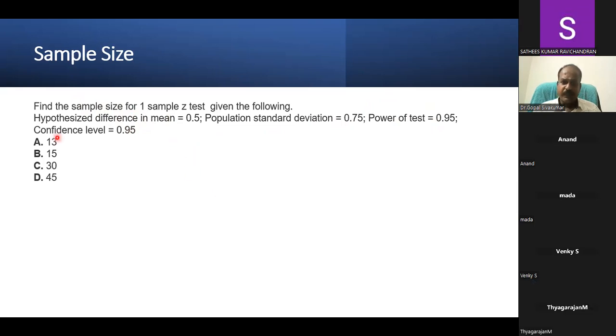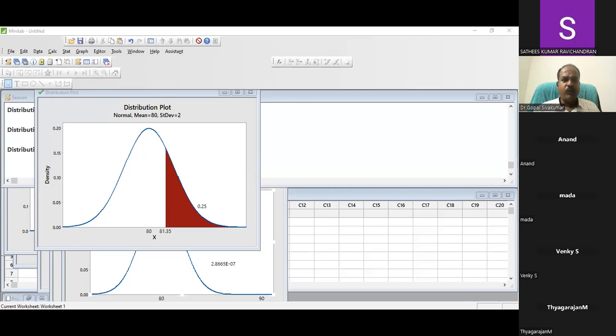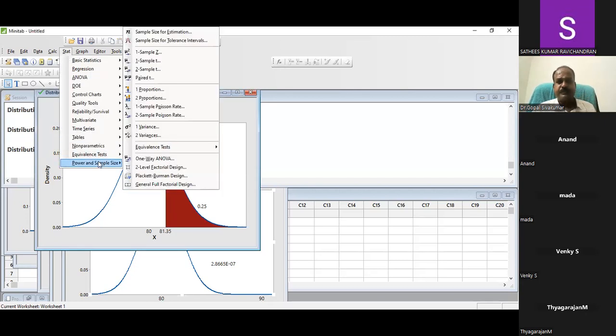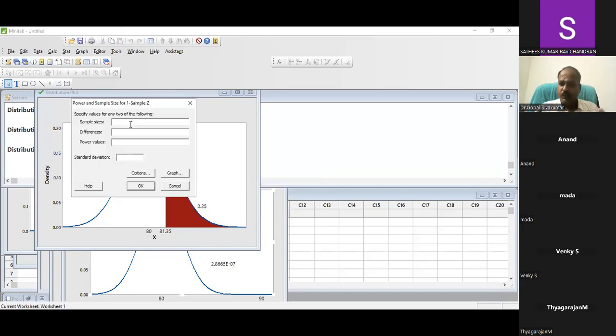Now I'm sharing the Minitab screen with you. Always when you want to know the sample size for any hypothesis testing, come here, Stat. What is the last option? Power and sample size. Which hypothesis testing are we doing? One sample Z test. And now sample size. We don't know sample size, so let us leave this blank.